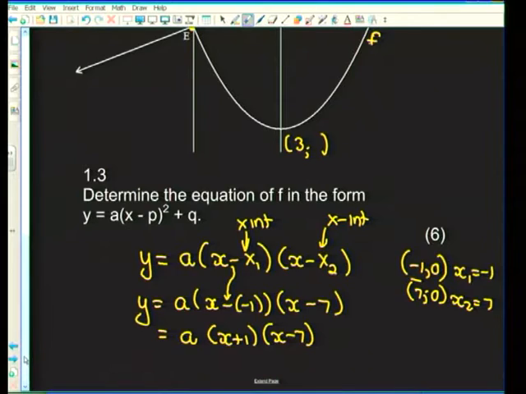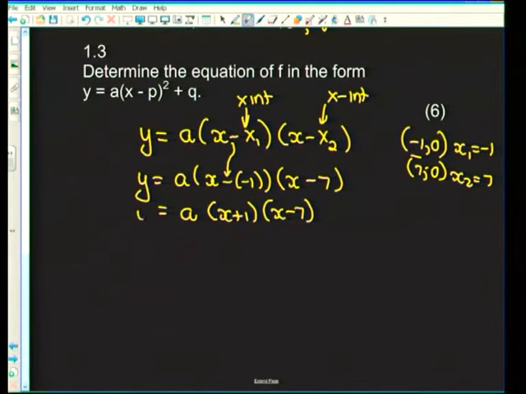Right, so that's really nice to know. But we still have a problem. We don't know what a is. So that is why we need the other point.